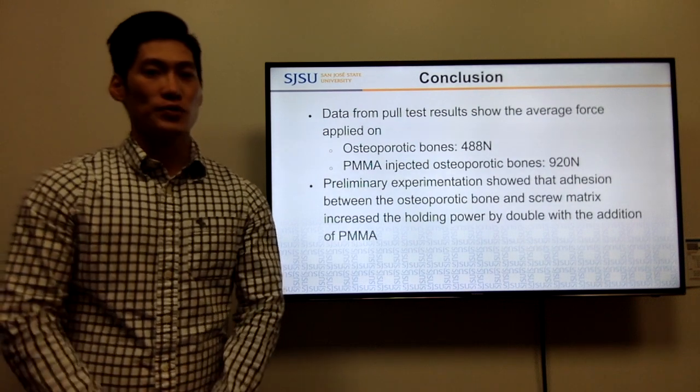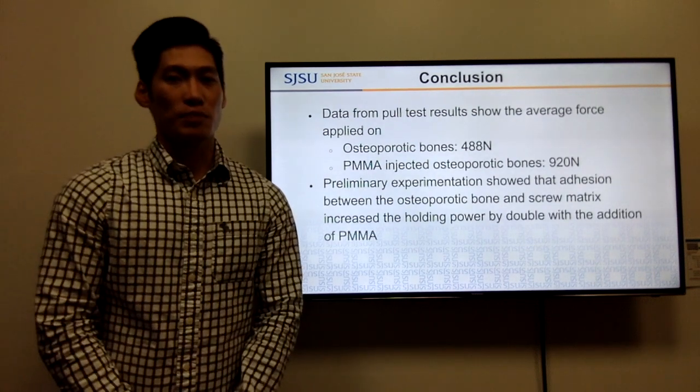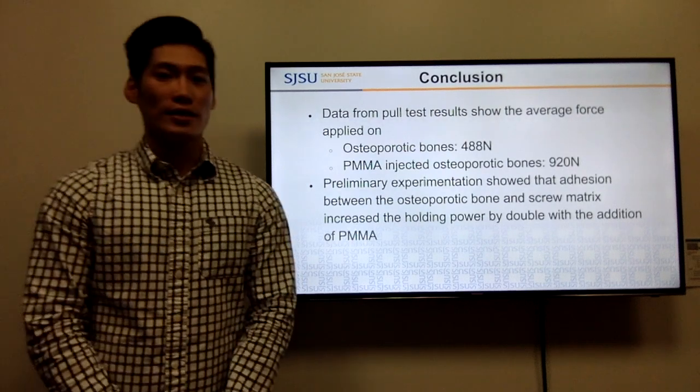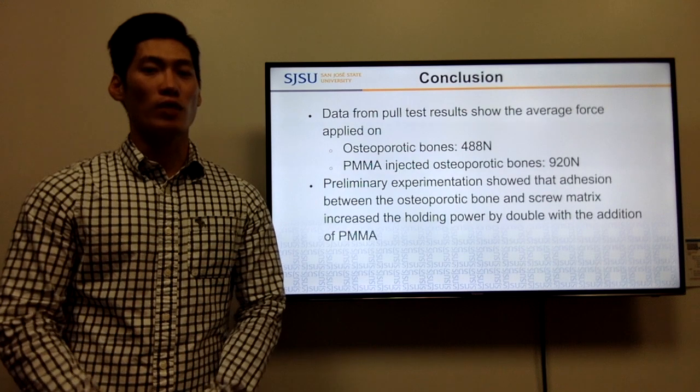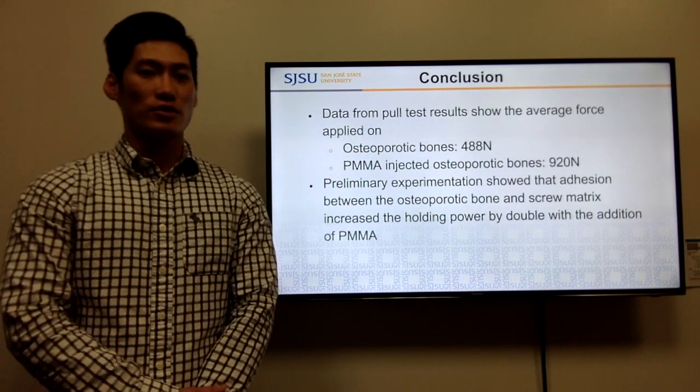In conclusion, the preliminary experimentation showed that the adhesion between the osteoporotic bones and the screw matrix increases the holding power by double with the addition of PMMA.